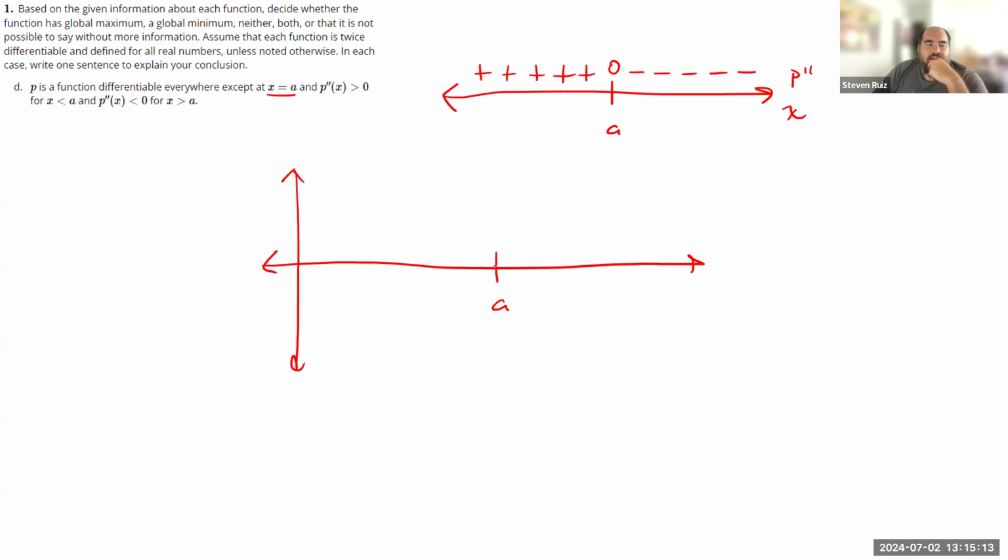A function that's concave up, I believe that's concave up. And then it goes to concave down. We also know the function is not differentiable at x equals A. So maybe it looks like this. So maybe it has a hard corner like this. Let's try that again.